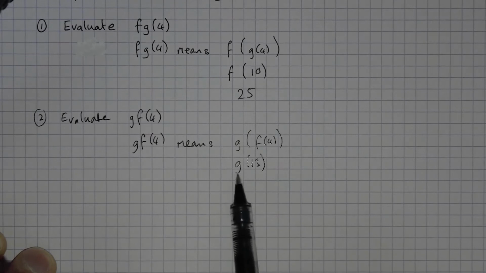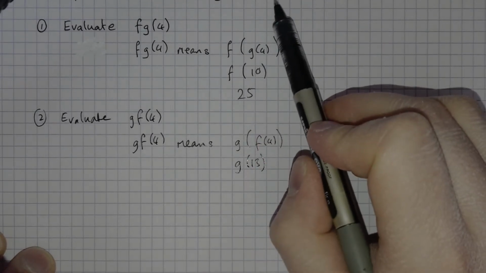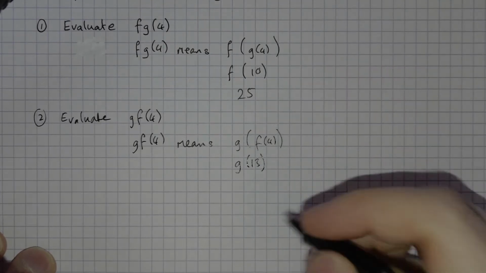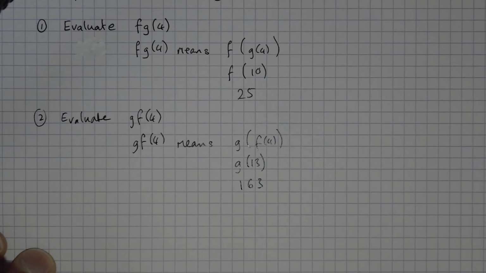And now I've got to do g. Doing g is squaring and taking away 6. So g of 13, 13 squared is 169, take away 6, so 163, I reckon.